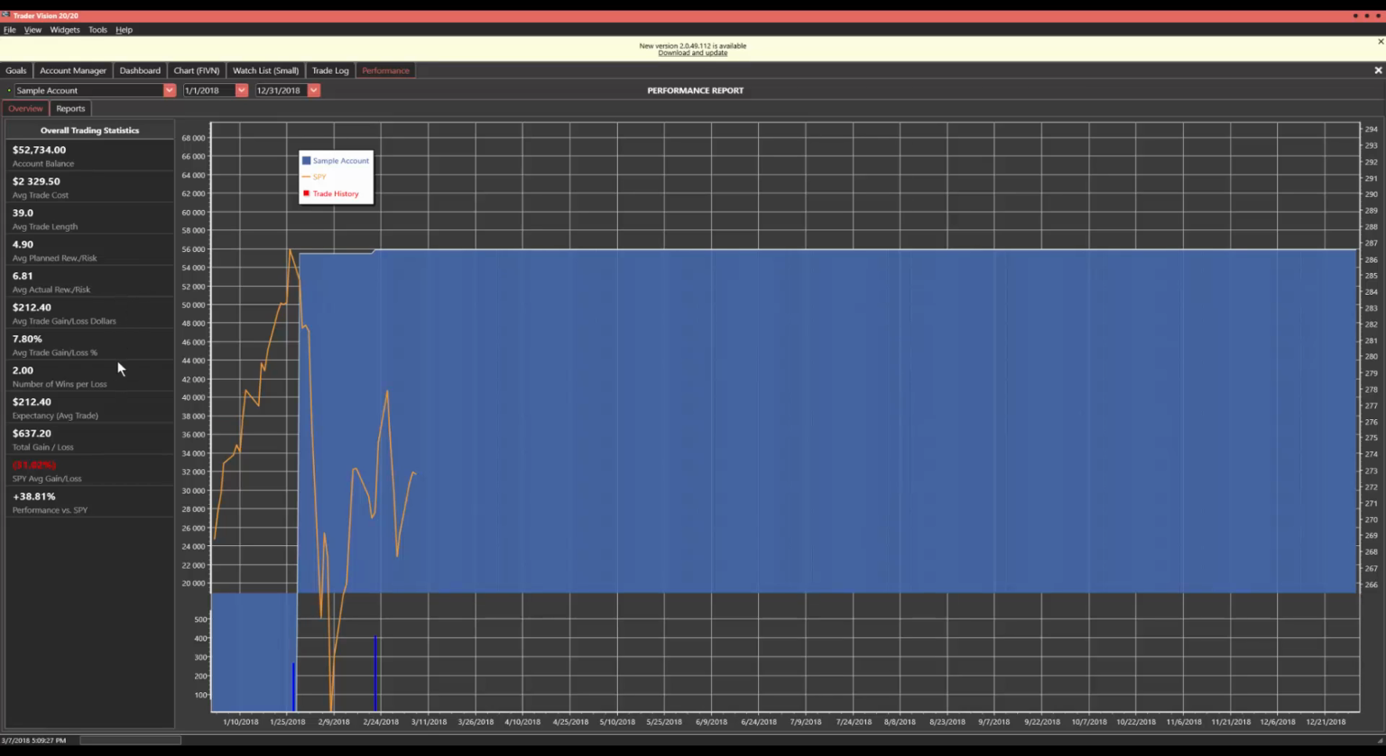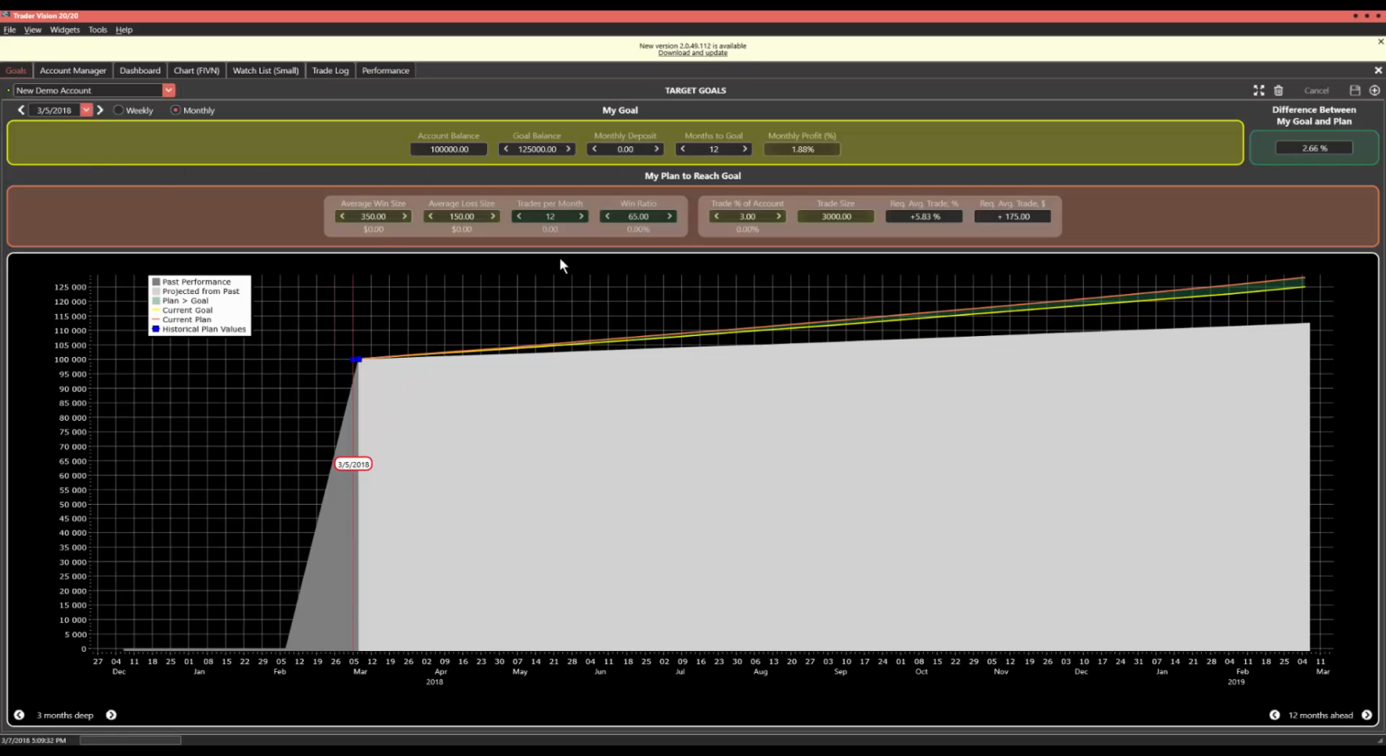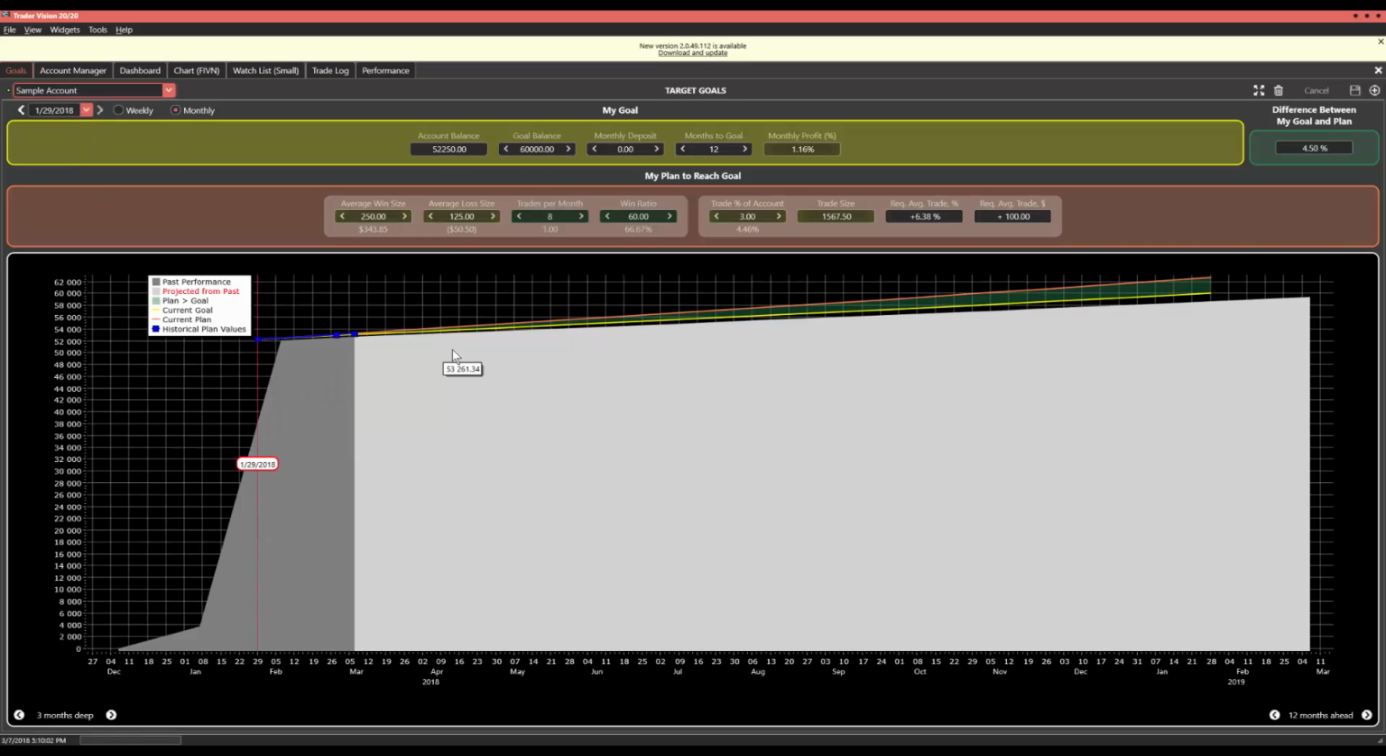What you need to be paying attention to is the same parameters that you use to plan out your goals. What's your average win size? What's your average loss size? What's your number of trades you're doing per month? And what's your win ratio? Those are the 4 variables that are most responsible for your performance. And then the other thing is the trade size, which is what percentage of your account are you putting into a trade. So you need to manage those things, and it shows you here what you're doing on a per trade basis.